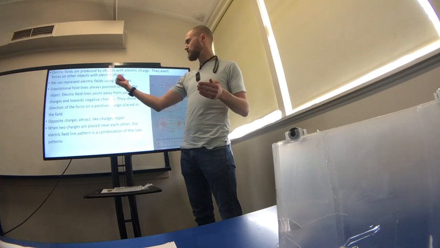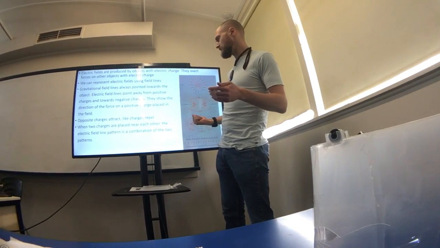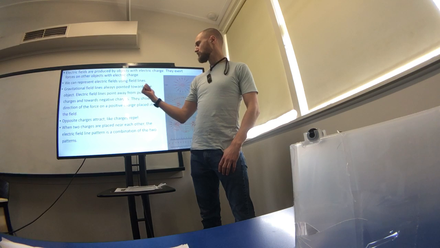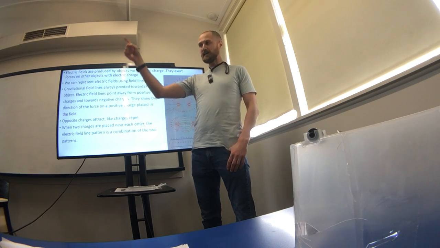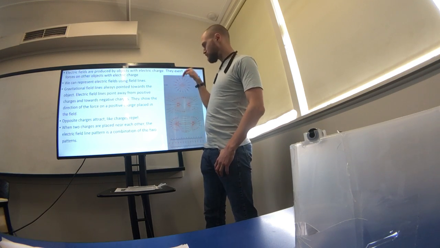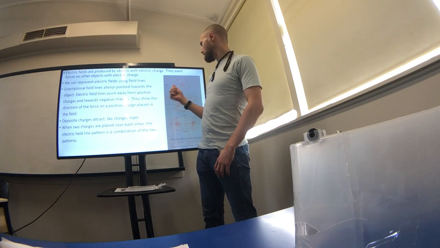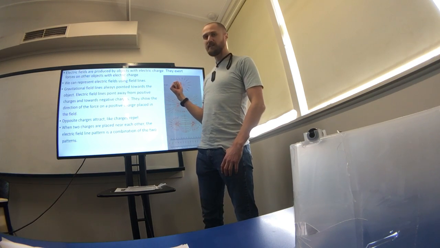Just like we were doing with gravitational fields, we can represent electric fields using field lines. There's a couple over here, I'll go over them in a bit. Gravitational field lines always pointed towards the object. When we had the picture of gravitational field lines from, I think, the second lesson that I filmed, you would have seen that the field lines were always pointing in towards the object. Electric field lines always point away from positive charges and towards negative charges.